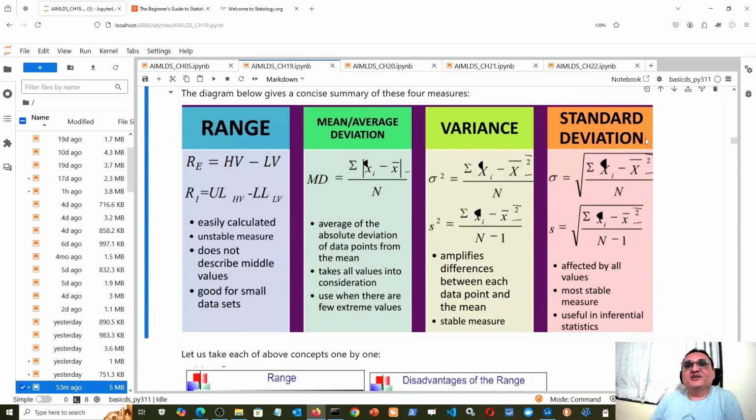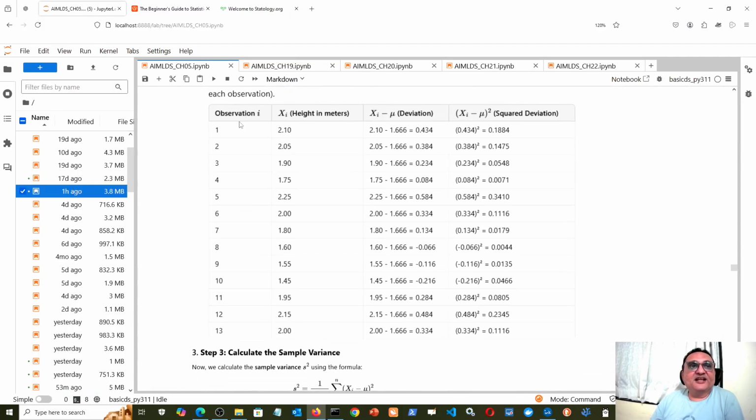Then variance. Now this variance and standard deviation we had already done in that fifth chapter. So this was the example which we had taken. So suppose these are 13 observations. This is the observation number index only. These are the actual values of the observations.